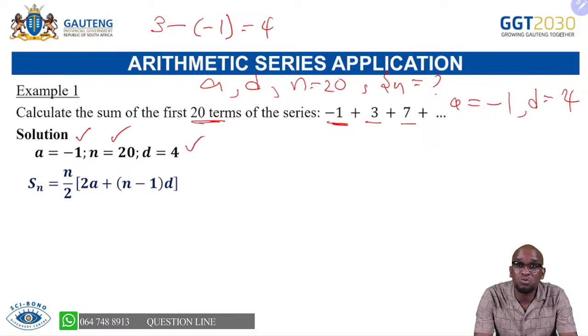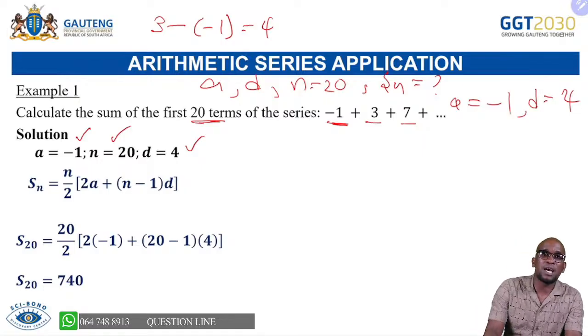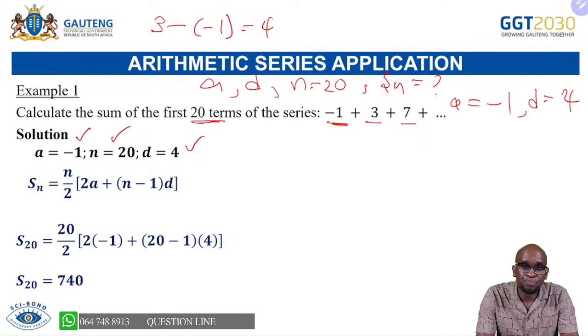Now we can substitute the given values. We've substituted n as 20, we've substituted a as -1, we've substituted d as 4, and then we can simplify that in our calculators. We get that the sum of the first 20 terms of this arithmetic series is 740. Right, I hope that still makes sense. We move on.